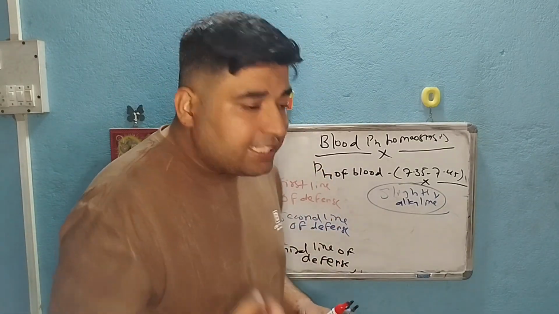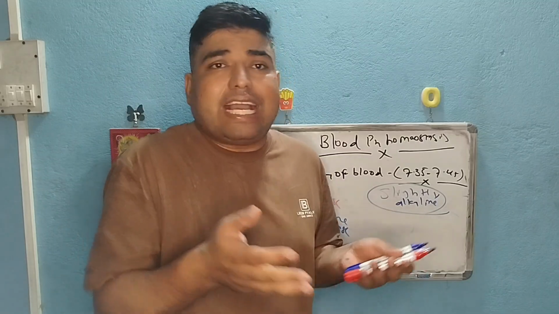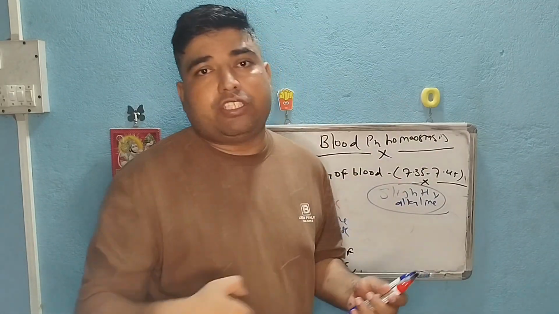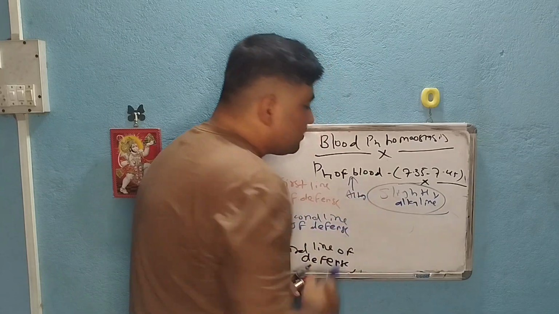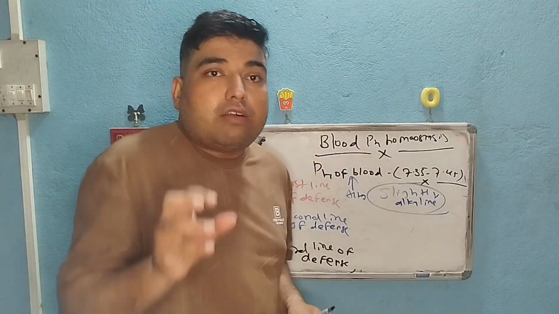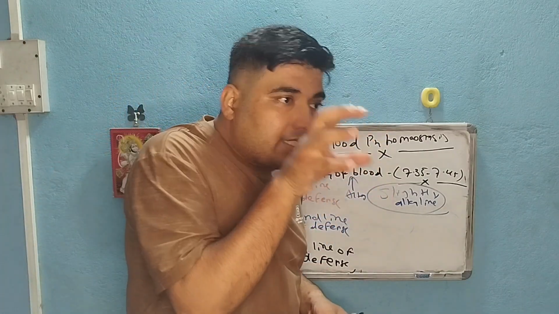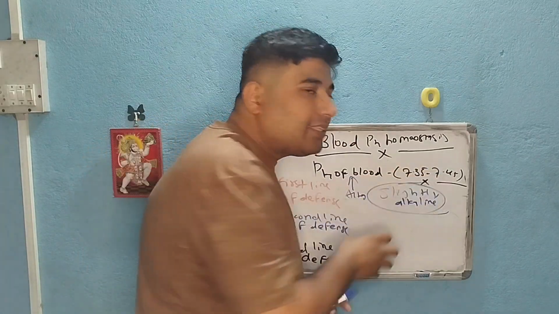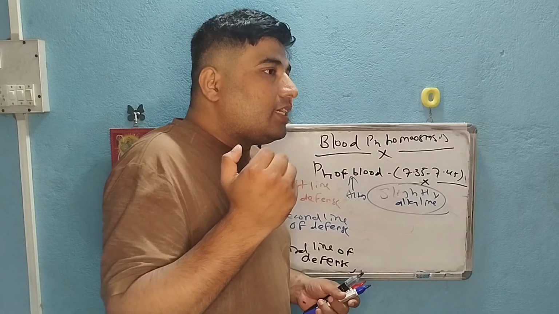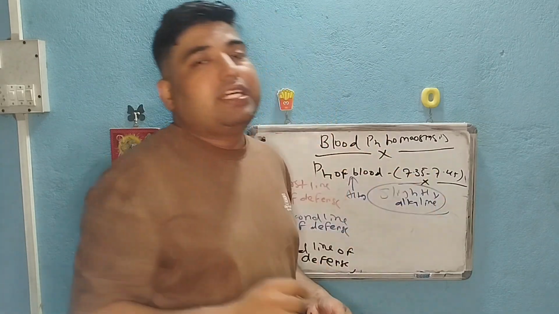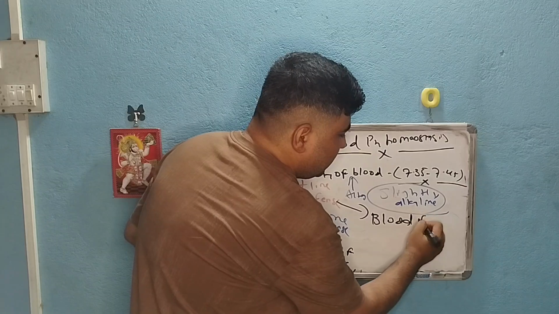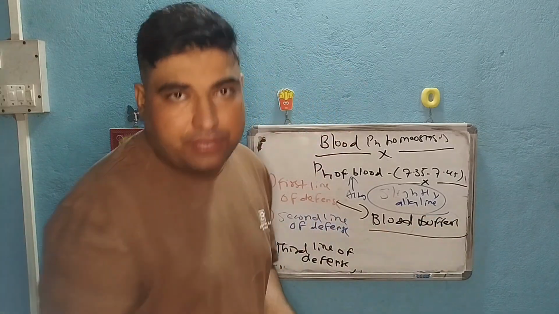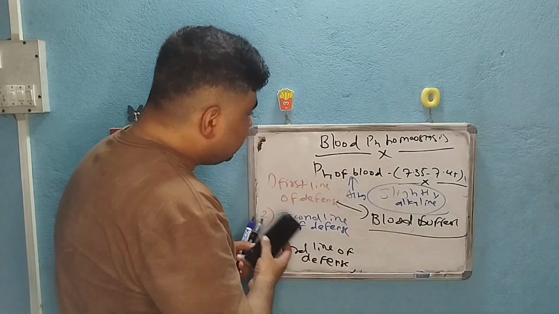So basically in day-to-day metabolic activity, there are different acids produced by the metabolic processes in our body, which are volatile and non-volatile. Those acids can alter the pH of the blood. So to counter-attack or neutralize that and to maintain the pH of the blood at this optimal range, the first line of defense that comes into action is the blood buffers. The blood buffers are the first line of defense against the rise or fall in pH.